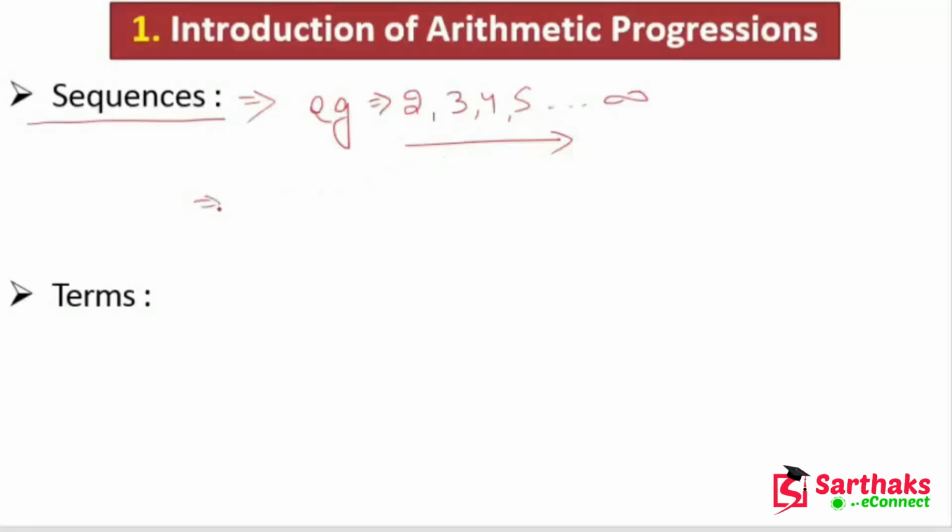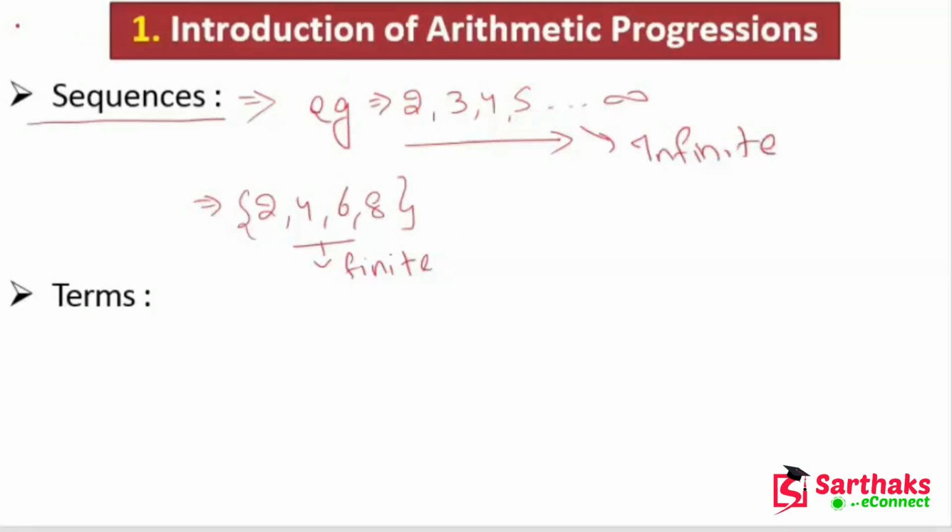Let's suppose we take 2, 4, 6, and 8. This is a sequence, and this is finite. And this one is infinite. I hope you get this point now.